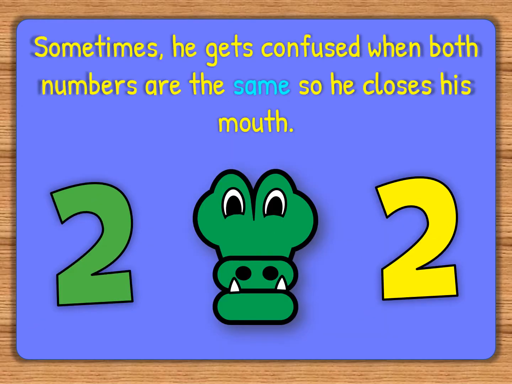Sometimes he gets confused when both numbers are the same, so he closes his mouth. So we have 2 and he has to compare it with another 2. Both are the same, so he is not going to eat it, so his mouth is closed.